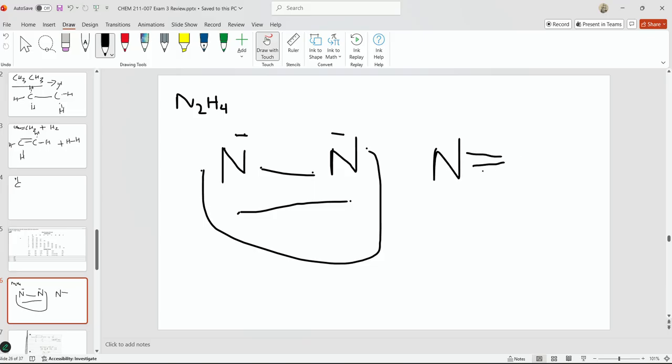1, 2, 3, and one lone pair here, one lone pair here. If I were to just draw N2, you get it? Now we have to add 4 hydrogens, right? So how would we go about doing that?